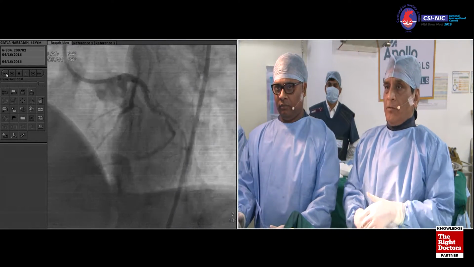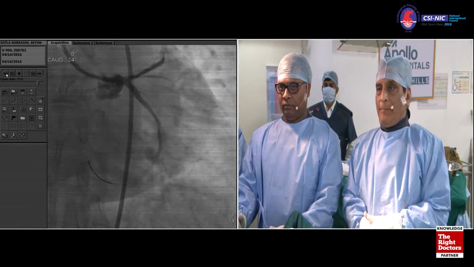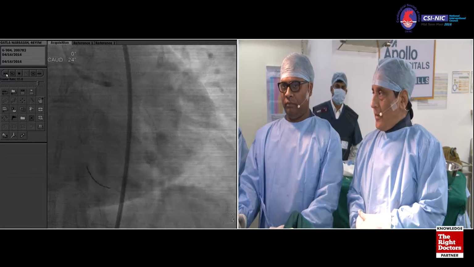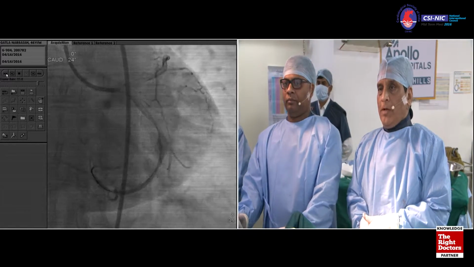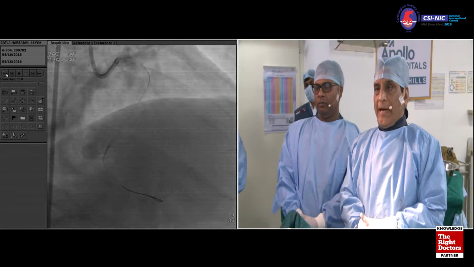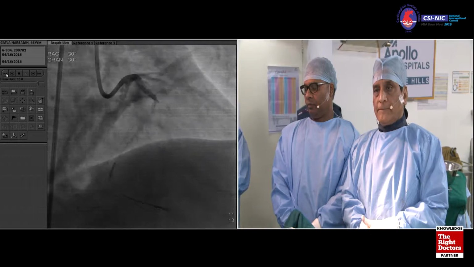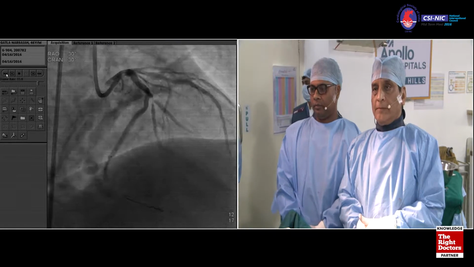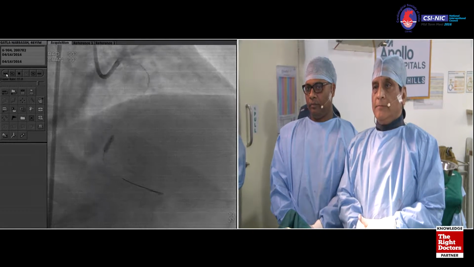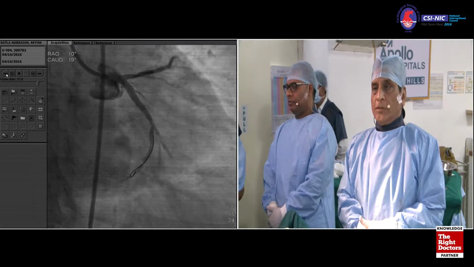Next. So first we did the LPDA. We stented the LPDA using a 2.75 stent after pre-dilatation with the balloon. Next. So this is where we are done.